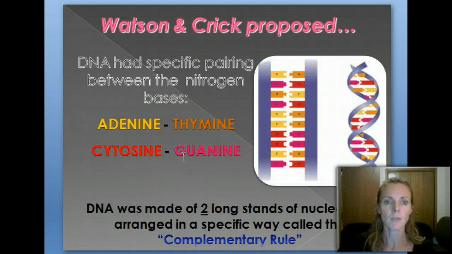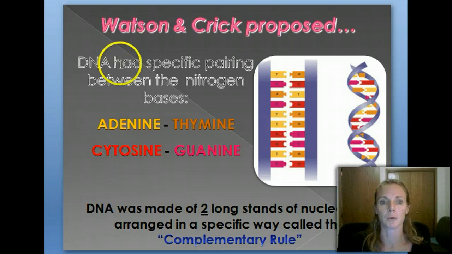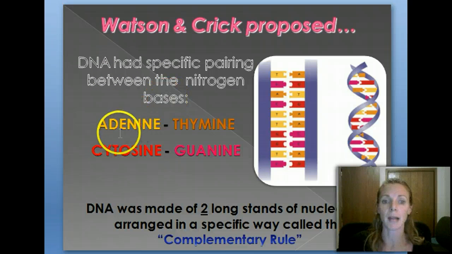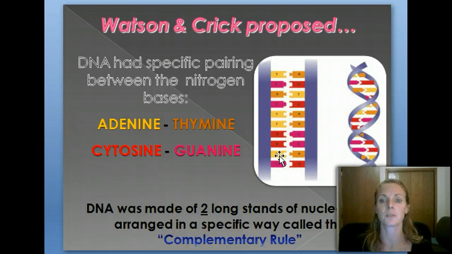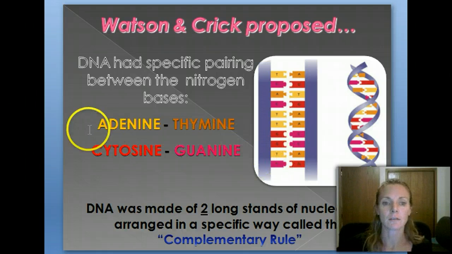Okay, so let's go back a little bit to Watson and Crick and what they proposed. DNA had specific pairing between the nitrogen bases. Remember, adenine goes with thymine, cytosine goes with guanine. DNA was made of two long strands of nucleotides arranged in a specific way called the complementary rule. Okay? So they complemented each other. They always paired up as you see, just like this.